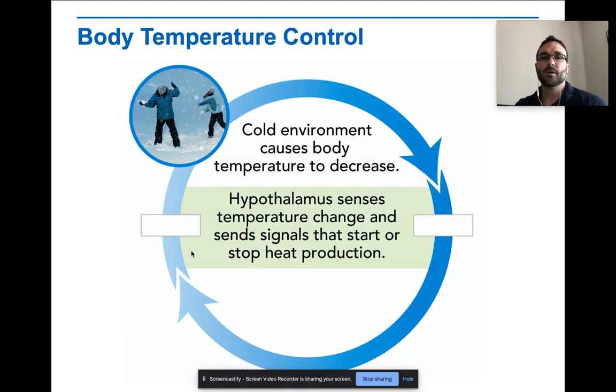Okay. For example, when it's cold outside, your body is going to recognize that it's cold, and your brain is going to send signals to different parts of your body to start heat production. One of the fastest ways for your body to start heat production is to start shivering.